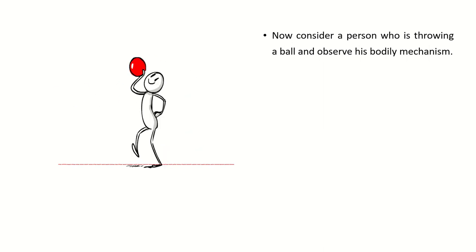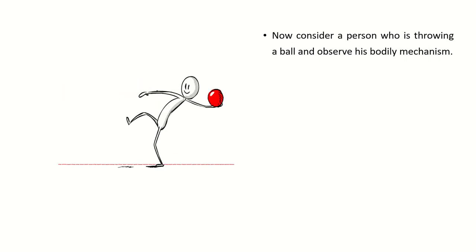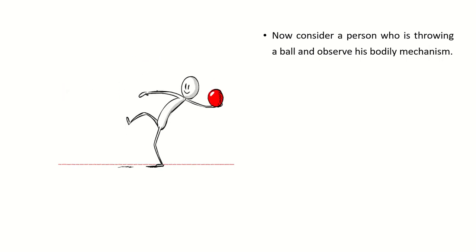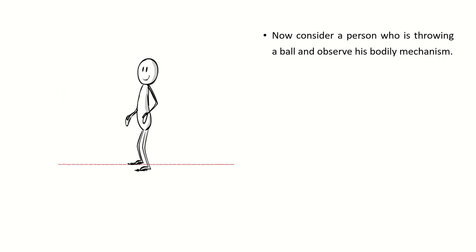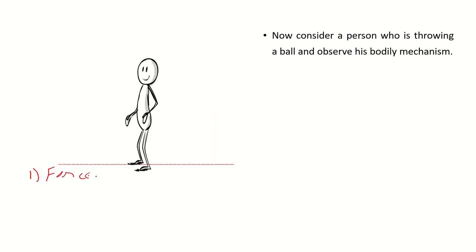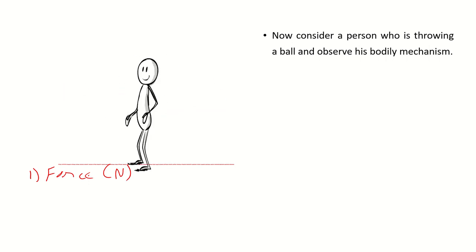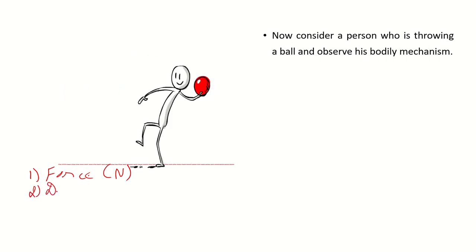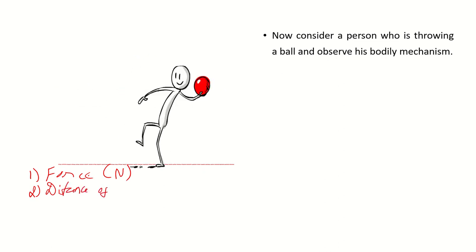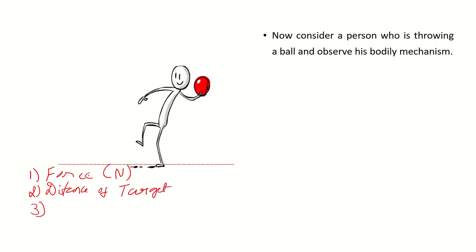Now, for example, he is throwing the ball. What all elements or characteristics are needed so that the ball reaches the target? The first one, the amount of force used, right? That is force in newtons. The second one can be, we are not sure, but it can be the distance of the target, right? How far is the target or how near is the target?